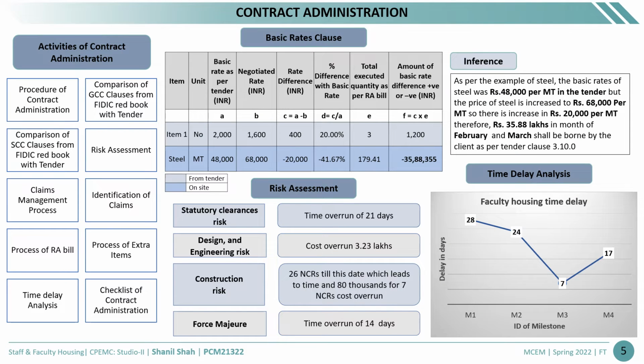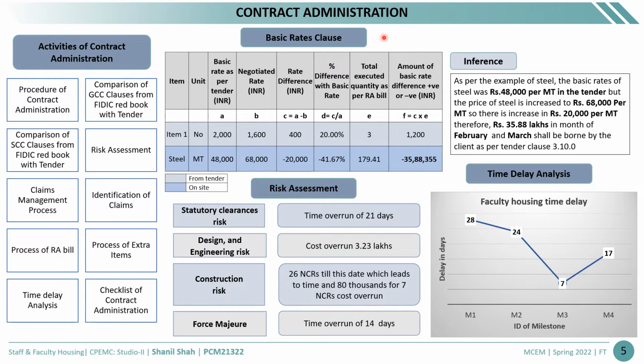Next is the contract administration. So we have listed all the activities covered in this deliverable. First we have prepared the procedure, then we have compared the SCC and GCC clauses with the FIDIC Red Book, then we have done the risk assessment, then we have prepared the procedure of claims management as well as the RA bill and extra items.